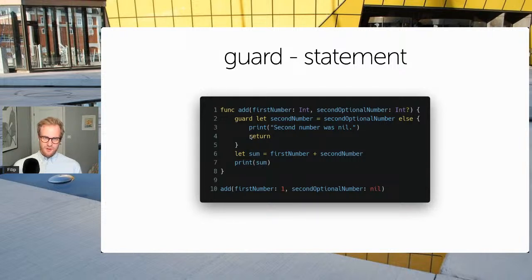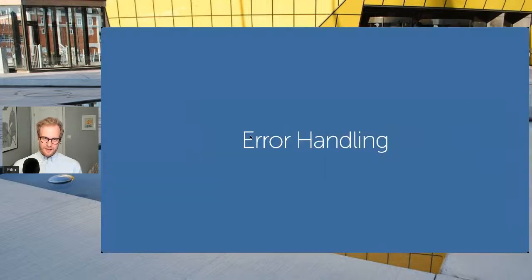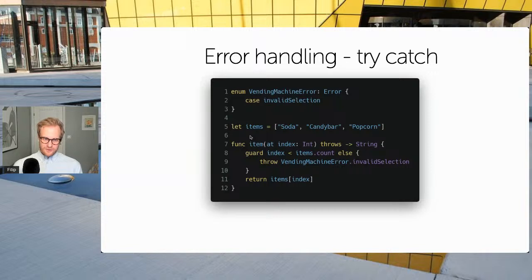Cool. Let's move on to error handling, because we need to know about error handling if you're going to download stuff from the internet. So it's a pretty big example, but we'll go through it line by line here. First, an enum up here. What this means is that this implements a protocol, which is, as I said, the same thing as an interface in Java.